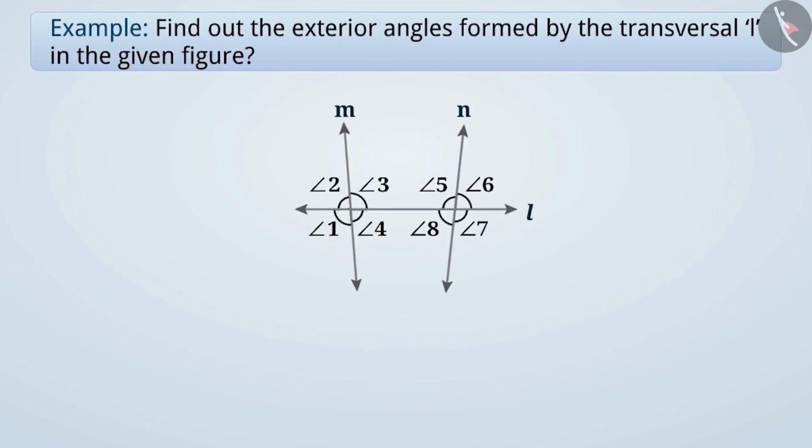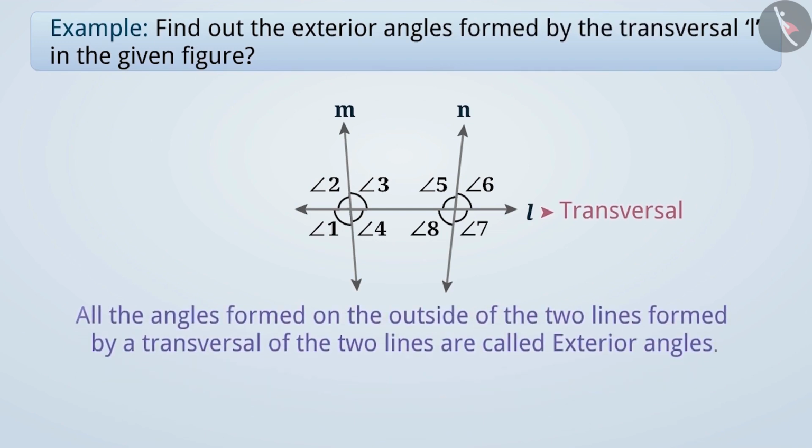Next example. In the given figure, line L is the transversal of the line N and line M. Find out the exterior angles formed by the transversal L. We already know that all the angles formed on the outside of the two lines formed by a transversal of the two lines are called exterior angles. Based on this, can you tell the exterior angles in this figure? Think for a while.